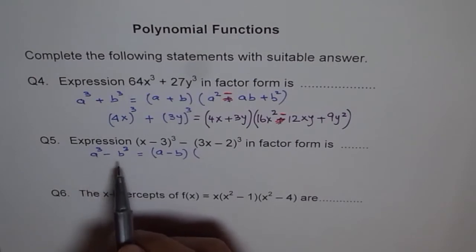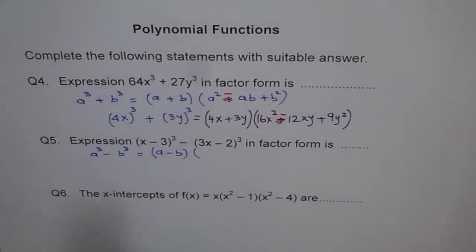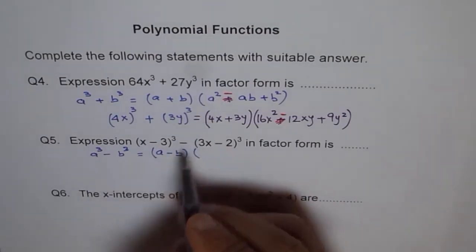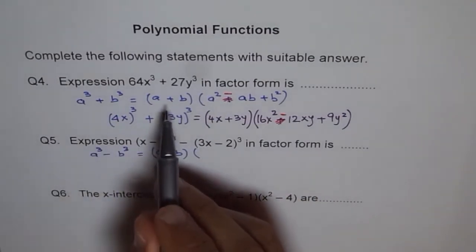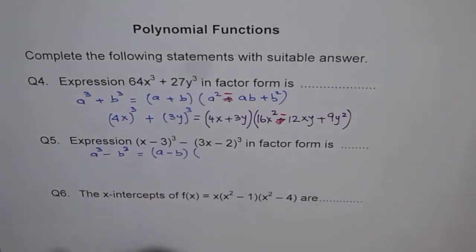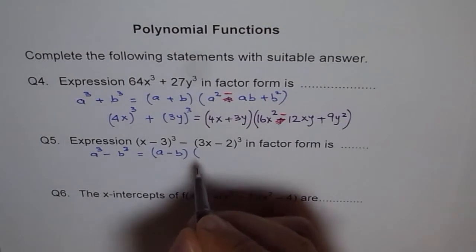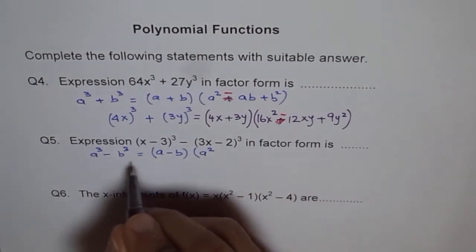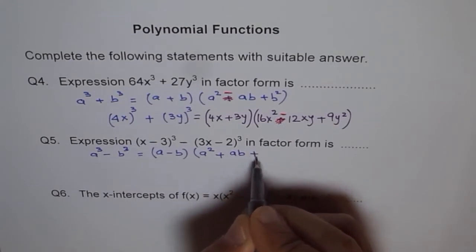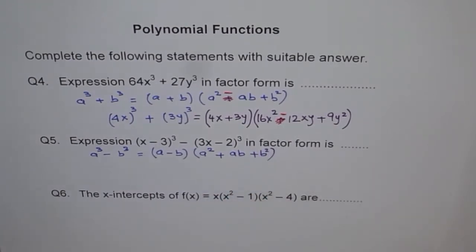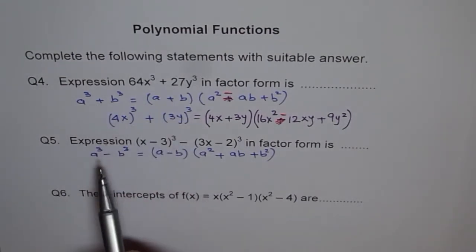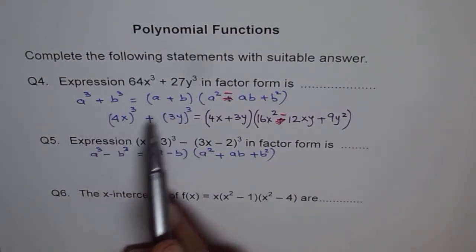Now, a cube minus b cube is a minus b. See, I'm showing you the relation between the two, right? This sign is the same, but the sign here changes. That's how I made my mistake, okay? Now, this will be a square plus, not minus, plus ab plus b square. So the way to remember this formula is that for a cube plus b cube, this sign will be the same at first. Just write a minus b and a plus b, similar thing.